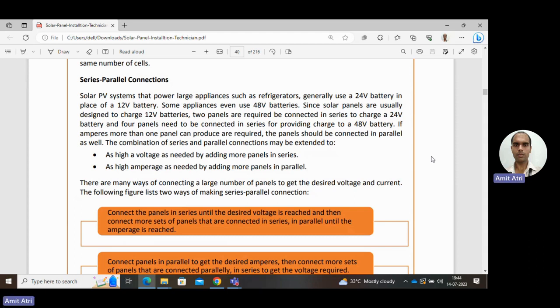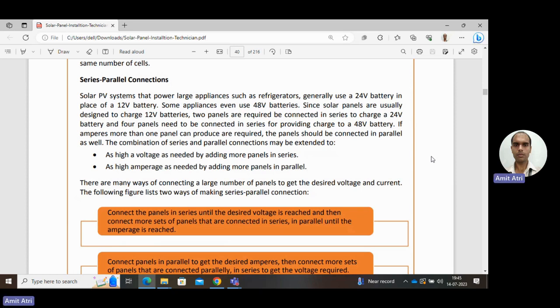If the solar panels are usually designed to charge a 12-volt battery, then two panels will be required, both of them connected in series, because in total we want to charge a 24-volt battery. So we need two 12-volt panels, both of them connected in series. If we want to charge a 24-volt battery, then we need two solar panels with the voltage rating of 12 volt connected in series. So we can charge a higher voltage battery or feed some other load with that.